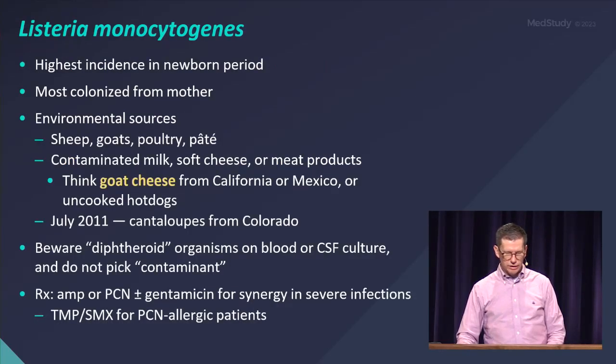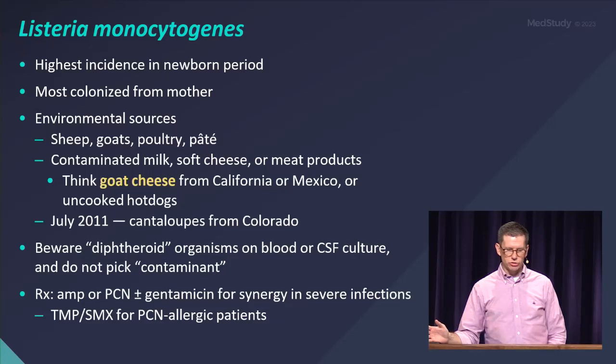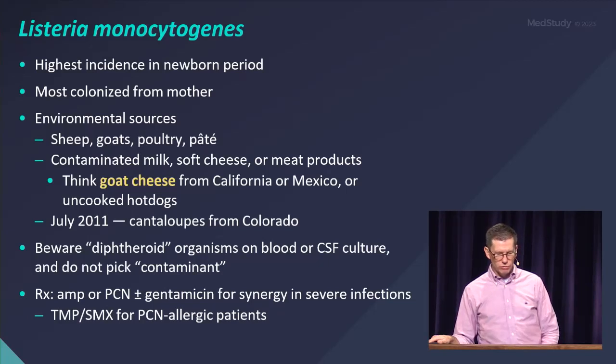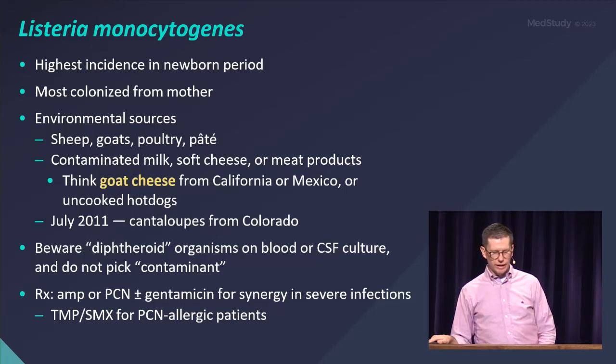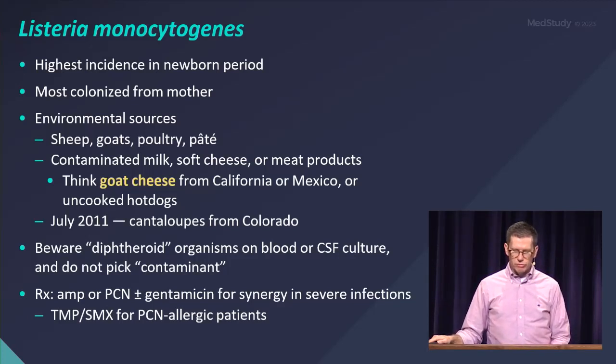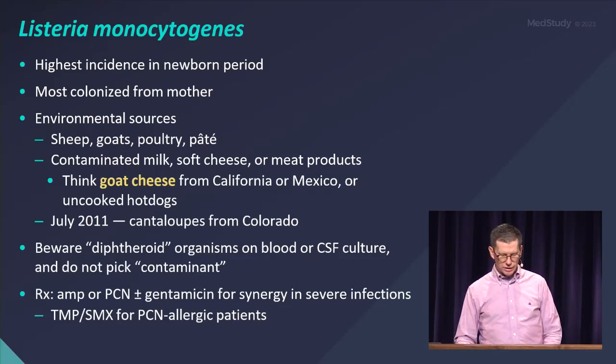So thinking about listeria, the highest incidence is in the newborn period. The epi they're going to give you is exposure to deli meats or some sort of soft cheeses or contaminated milk. Sometimes they'll give you fruit like cantaloupes. There was an outbreak in Colorado over a decade ago. Again, for diphtheroid on CSF or blood in a neonate, you don't pick a contaminant. And the treatment for listeria is usually AMP or penicillin. You start GENT initially, and then you can pull it off.